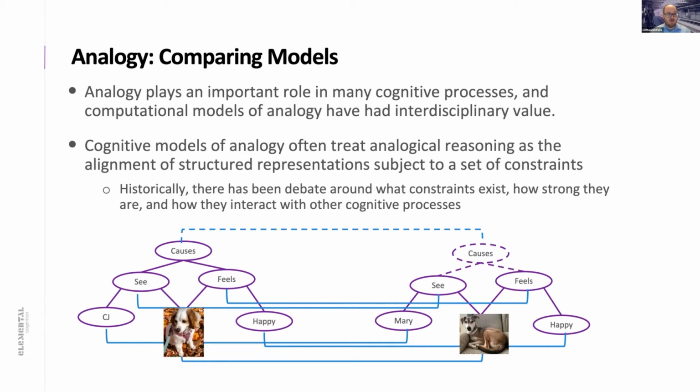What I'm talking about when I say analogy and structural alignment is the alignment of structured representations subject to a set of constraints. So as an example, here at the bottom of the screen, I have a base case where my dog Pixie, that's the one on the left, the little spaniel there, is happy to see me. And on the right, a dog, Jackie O, who is my sister-in-law Mary's dog, is happy to see her. We can align these two dogs, even though they have some differences.